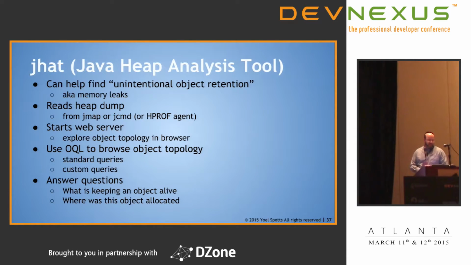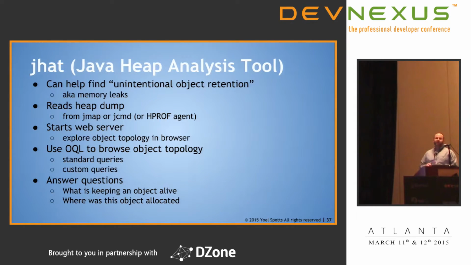And then I think this is the last one here, jhat, which is the Java Heap Analysis Tool. I like this. If you take a look at the documentation, it says it could help you find unintentional object retention. Now, in the rest of the world, we call that memory leaks. But in the Oracle world, it's called unintentional object retention. And it reads the heap dump.